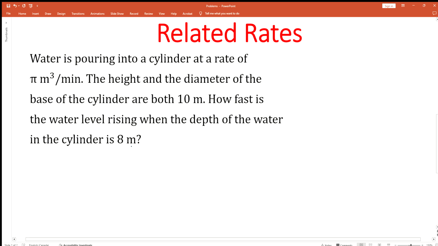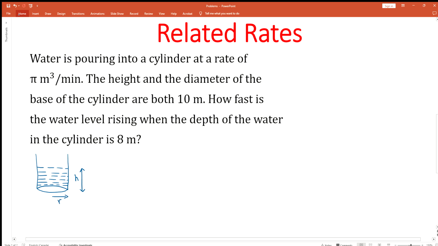The first step is to draw a diagram for this problem. We should draw a cylinder. Water is being poured in the cylinder. As water is poured in the cylinder, the height of the water column increases. Let's assume the height of the water column at a particular point in time is h. Let's assume the radius of the cylinder is r.